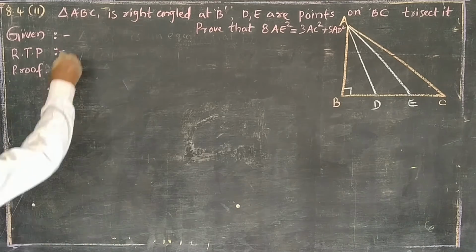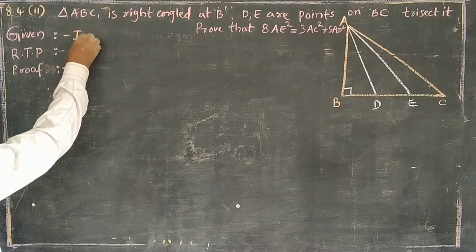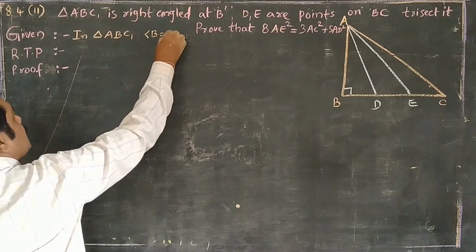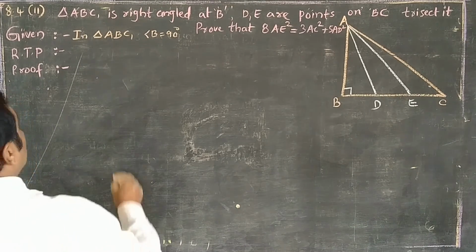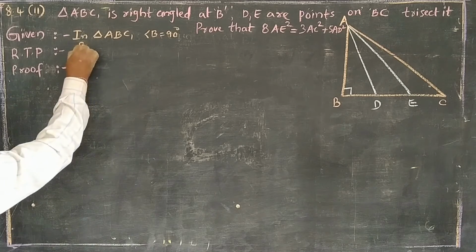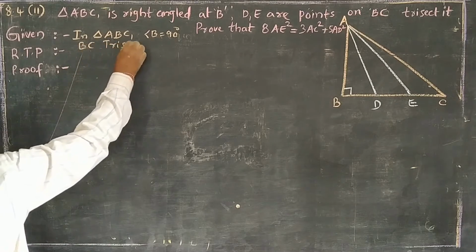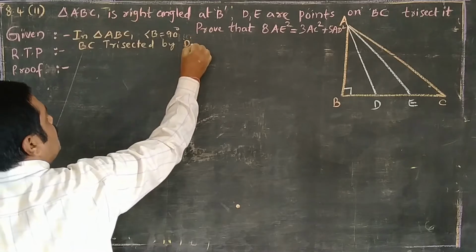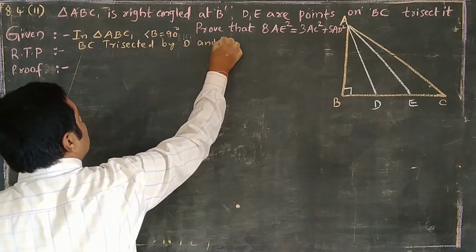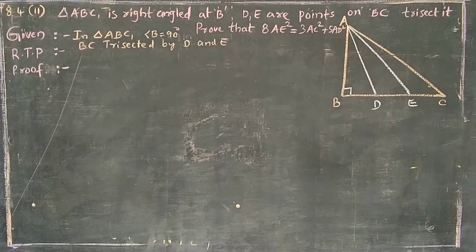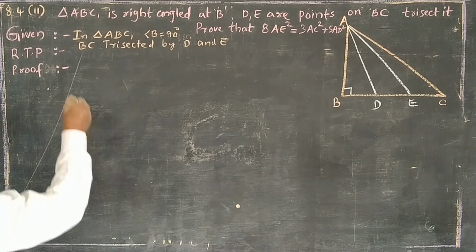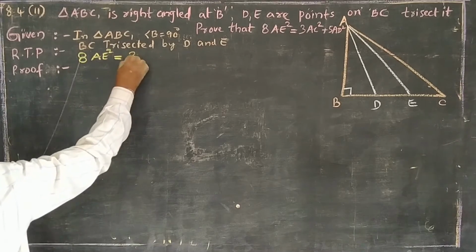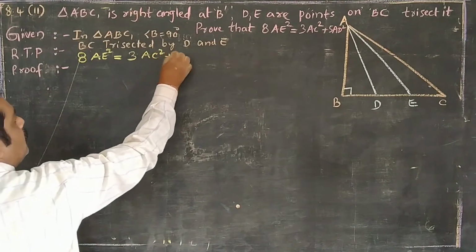I am going to write the given. In triangle ABC, angle B is equal to 90 degrees, and also BC is trisected by the points D and E. By the help of these three points, it is trisected. So we are asked to prove 8AE square is equal to 3AC square plus 5AD square.